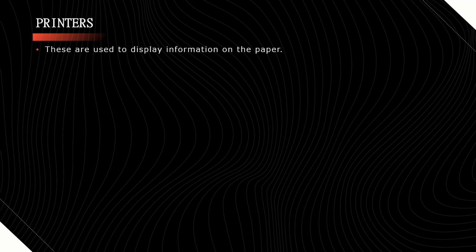Printers. A printer is an output device that is used to print information on paper. By using a monitor, we can display the output on the screen, and by using printers, we can display the output in paper form.